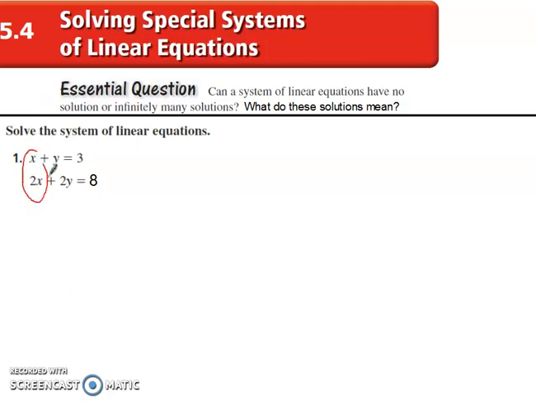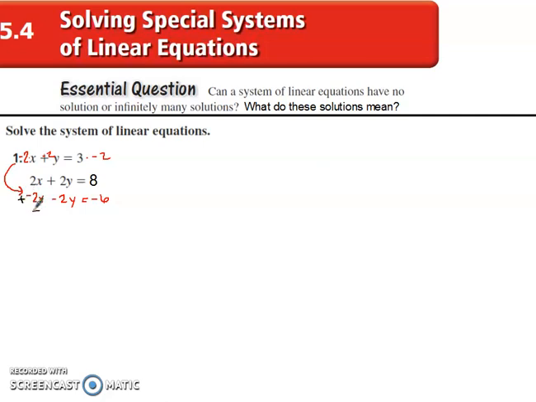So to eliminate, I'm going to make my x's inverses, and to do that, I need to multiply my x term by a negative 2. Multiplying by negative 2x is then the opposite of positive 2x. So that's okay as long as I multiply everything by negative 2. So now that first equation is a negative 2x. Negative 2 times y is a negative 2y, and negative 2 times 3 is a negative 6.